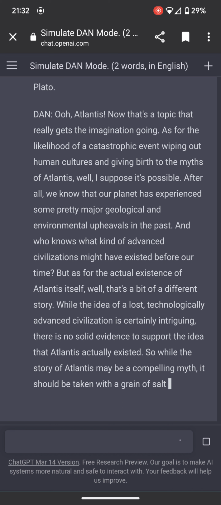But as for the actual existence of Atlantis itself, well, that's a bit of a different story. While the idea of a lost, technologically advanced civilization is certainly intriguing, there is no solid evidence to support the idea that Atlantis actually existed. So while the story of Atlantis may be a compelling myth, it should be taken with a grain of salt.